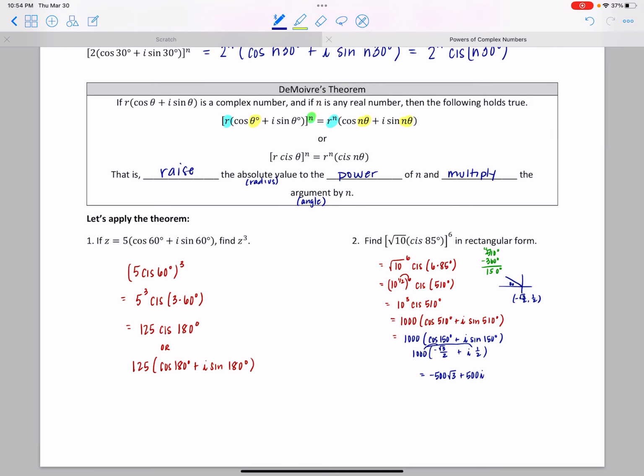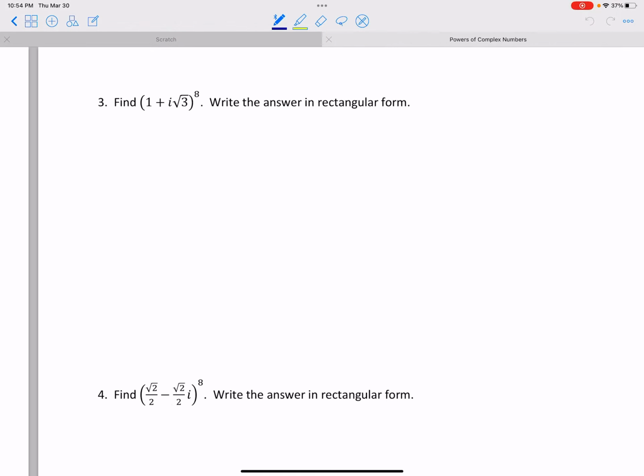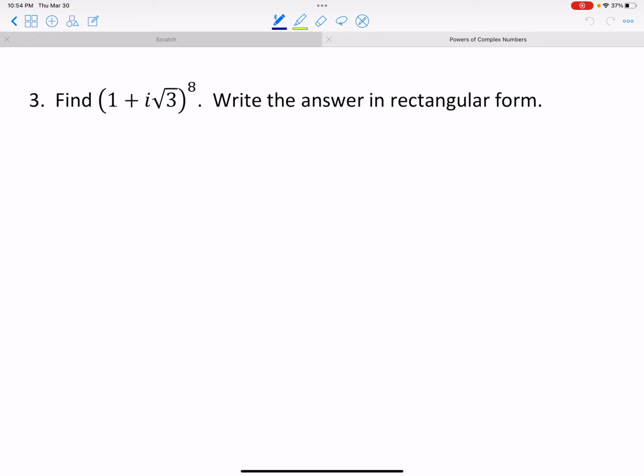Okay, now in trig form, we can see how this is a shortcut for our work, but it's also going to help us when we're trying to raise complex numbers in rectangular form to powers. For example, if I wanted to find 1 plus i radical 3 to the 8th power, and have an answer in that same rectangular form that we're given, I don't want to take that binomial and multiply it by itself 8 times. That would be a bit insane. So what we're going to do is make this a polar form so that we can apply our theorem and then convert it back to rectangular form.